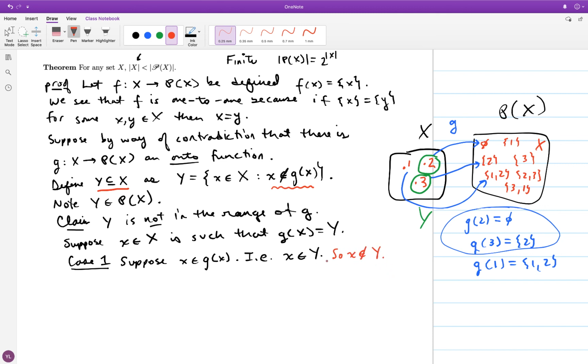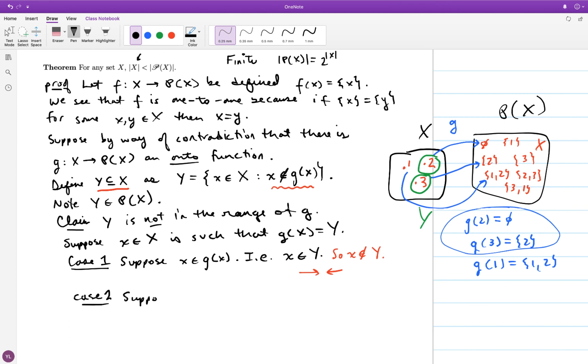What? X being in G of X is literally the same thing as X being in Y, because G of X equals Y. And yet, X being in G of X is the opposite of what it means to be in the set Y. So X is not in Y. This is clearly a contradiction because X can't both be in Y and not be in Y, all right? So that case is just ridiculous. It can't be the case that X is actually in G of X.